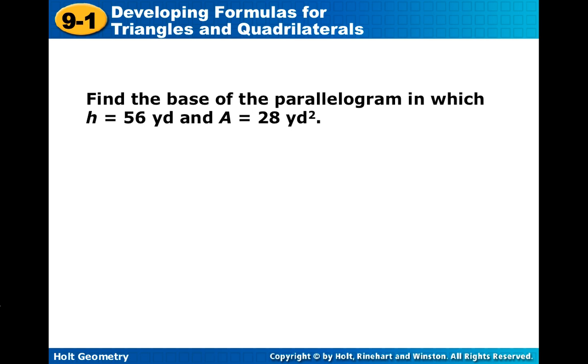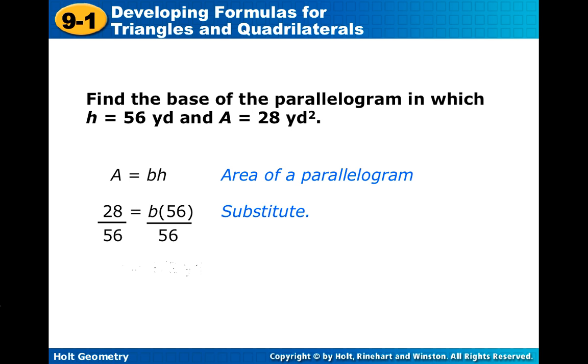It's square units. So how would you solve for B? Divide by 56. All right, that one you're dividing by 56, and so you're getting 1/2 of a yard for the missing base.